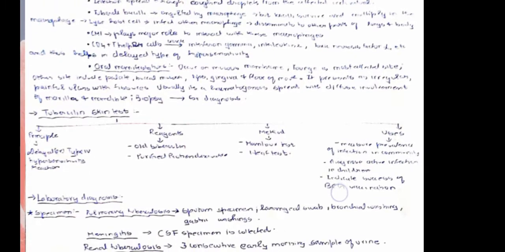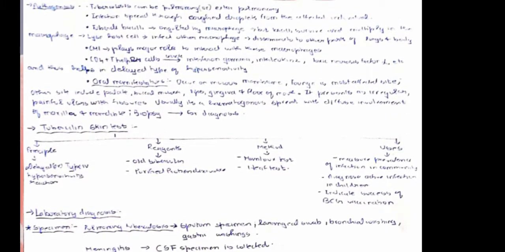Coming to the oral manifestation, which is important from a dentistry point of view, it occurs on the mucous membrane, and the tongue is the most affected site. Other sites include the palate, the buccal mucosa, the lips, the gingiva, and the floor of the mouth. It presents as regular painful ulcers with fissures. Usually it has a hematogenous spread with diffuse involvement of the maxilla and the mandible. And one of the most important techniques for diagnosis is biopsy.